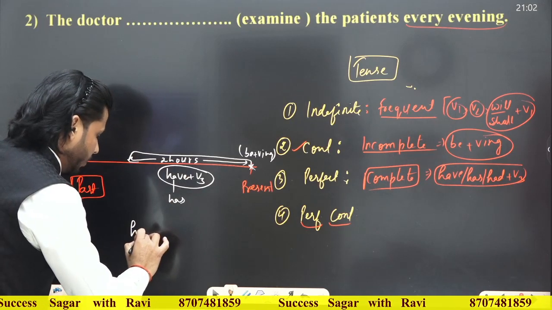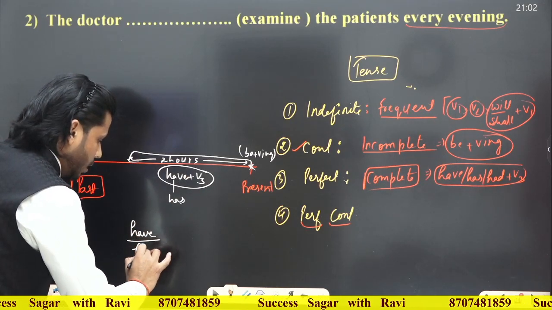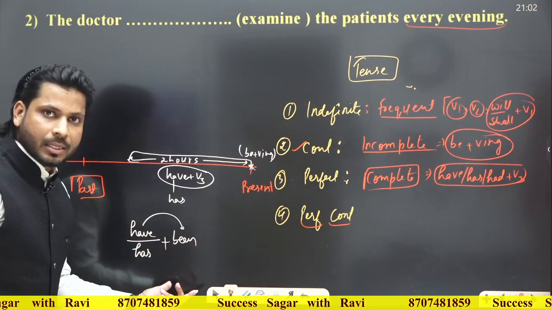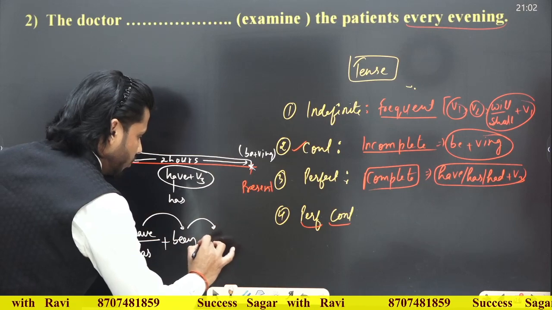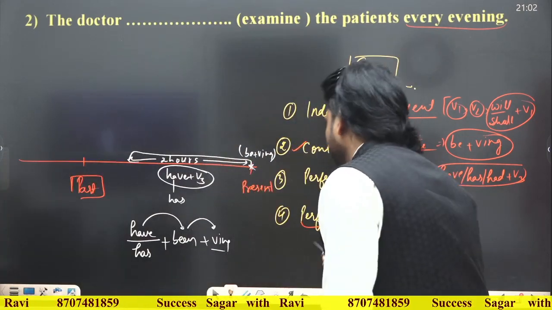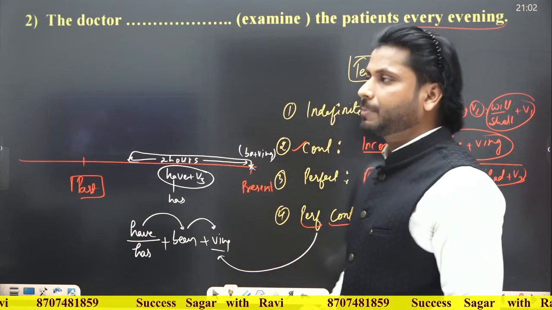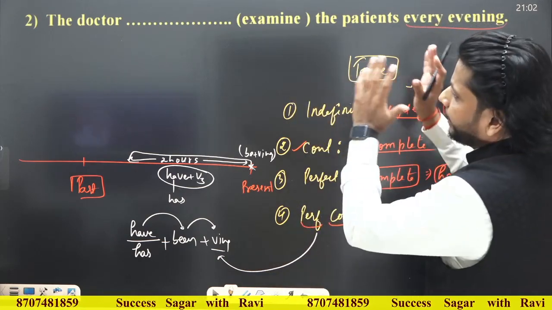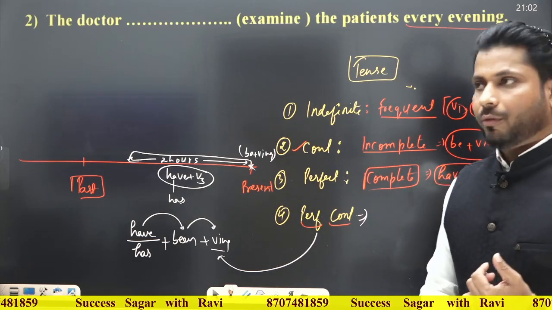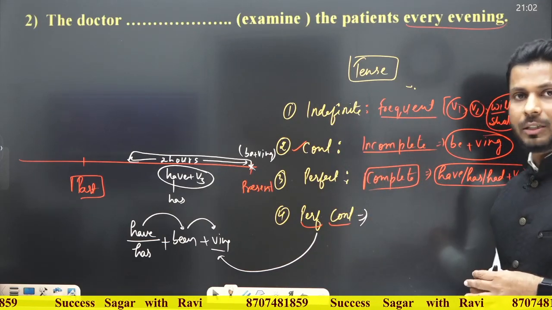And the new structure would be have, has, followed by the third form. This structure shows something is complete. Be followed by ing form of the verb means something incomplete. That is present perfect continuous, or perfect continuous. So we have to identify the nature of the given sentence. If it is a kind of frequency, we'll have to use first form, second form, or will, shall followed by the base form of the verb.